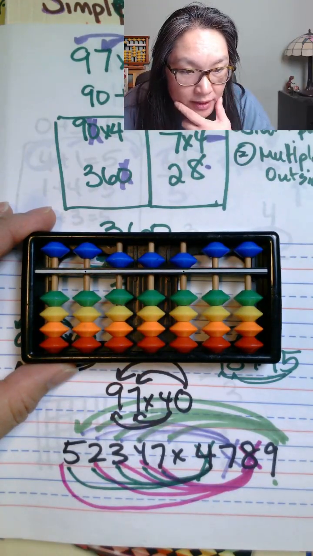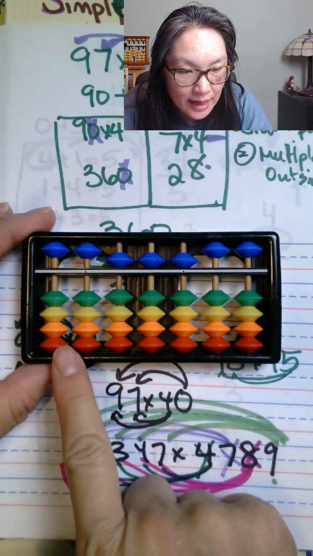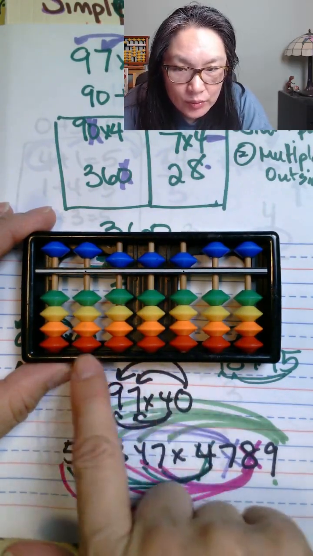The thingy you use right now, sorry, what's the name of it? This is called an abacus. Oh, I see. So this is what we call an abacus.